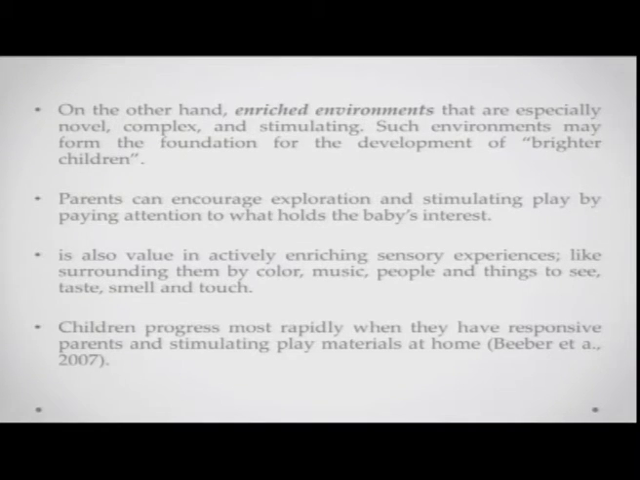Also, in this enriched environment, there is a lot of value in actively enriching things like sensory experiences. Say for example, it might be a good idea to surround children with so many different colors, different kinds of music at different times, people who will interact with the child, and things that the child would interact with: touch, taste, smell. So this is basically what encourages or enhances the child's interest in the environment.